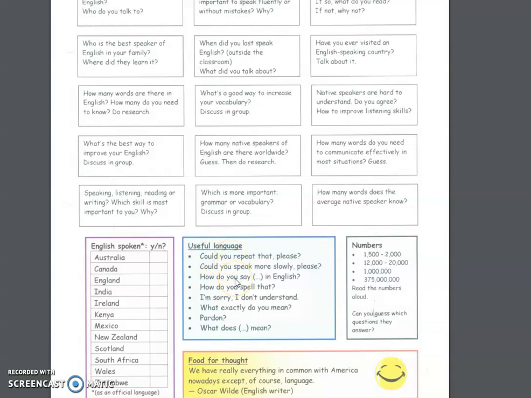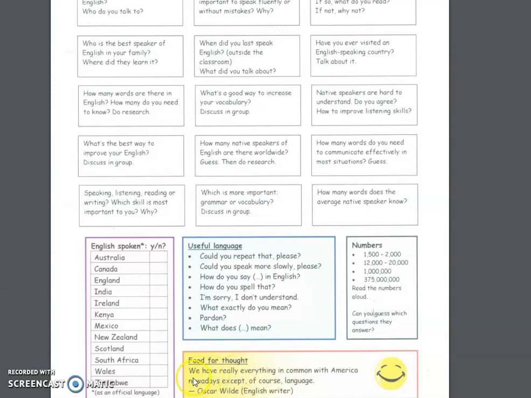So it's perfectly fine, as Irish people do, if you don't understand what someone is saying, to clarify, to get exactly what they mean when they talk to you, to use these phrases. Could you repeat that, please? Could you speak more slowly, please? How do you say, insert a word, in English? How do you spell that? I'm sorry, I don't understand. What exactly do you mean? Pardon? What does this word mean? So please use those phrases. People will be happy to help you out because they know you want to understand what they're saying.